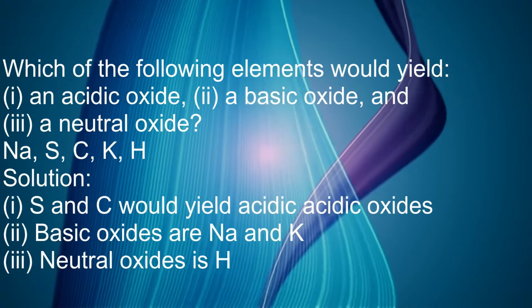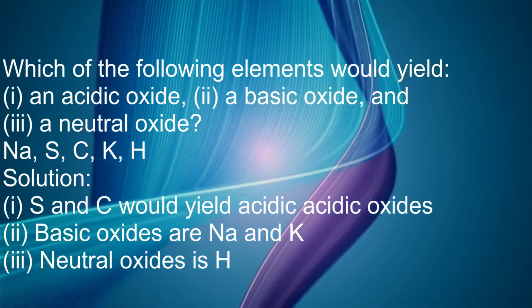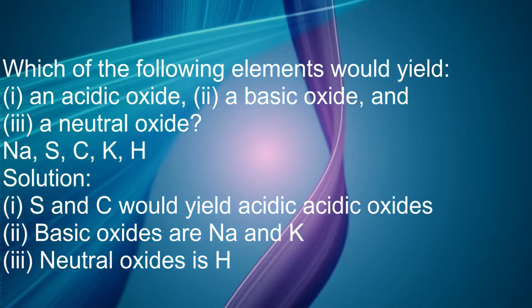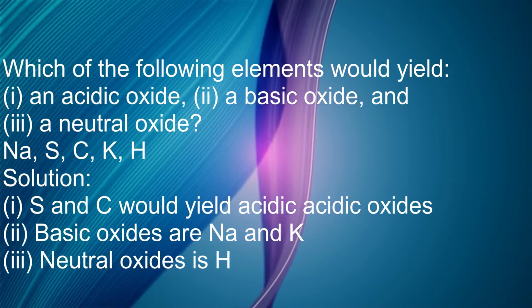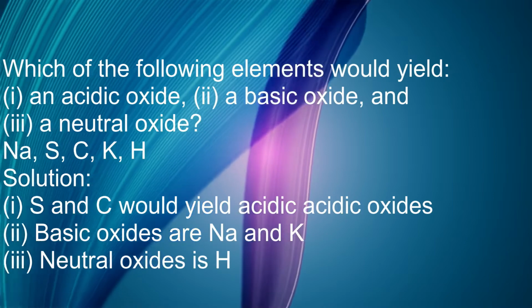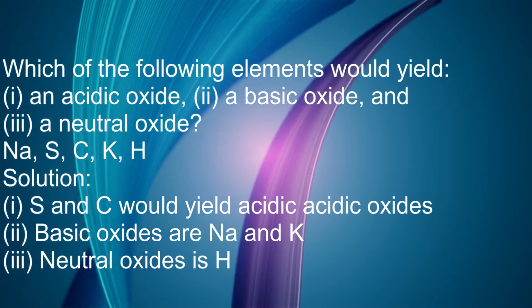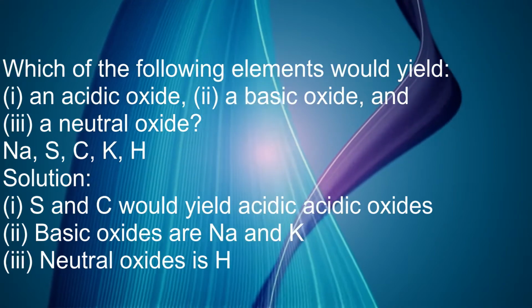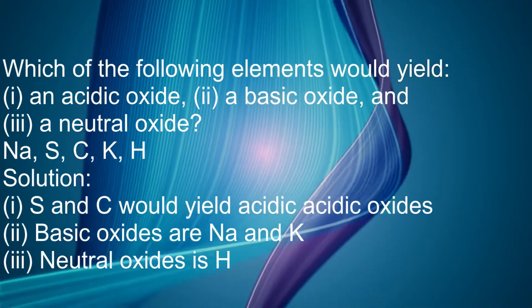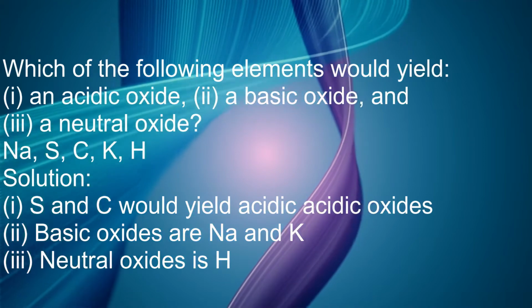B. Which of the following elements would yield (i) an acidic oxide, (ii) a basic oxide, and (iii) a neutral oxide? Na sodium, S sulfur, C carbon, K potassium, H hydrogen. Answer: (i) S sulfur and C carbon would yield acidic oxides, (ii) basic oxides are Na sodium and K potassium, (iii) neutral oxide is H hydrogen.